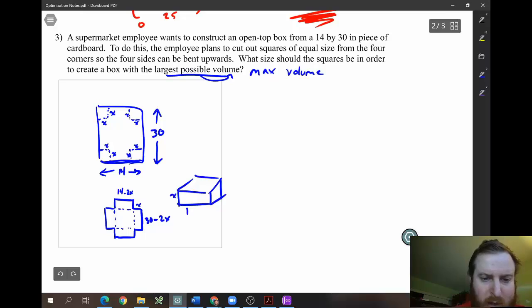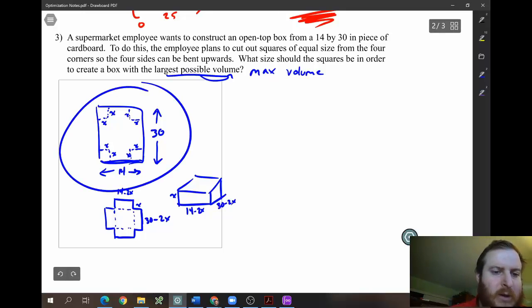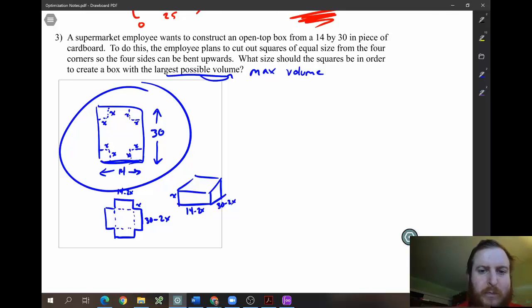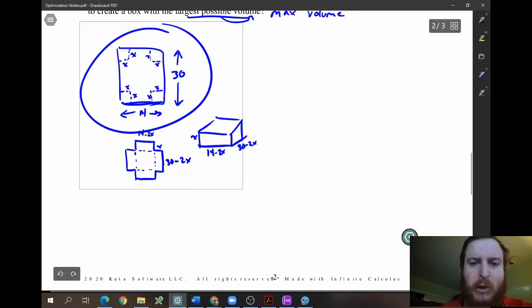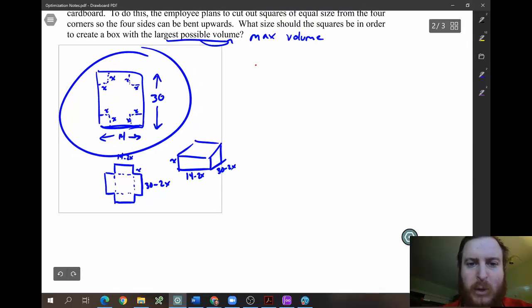The base of the box is 14 minus 2x. And the length of the box is 30 minus 2x. So that's kind of what it turns into. Now, the only picture that anyone ever draws is that one, but I did want to show those other 2 pictures just so we can see this. And so in this one, we're not going to have 2 variables, so we really only need to do our volume equation. So volume is length times width times height.